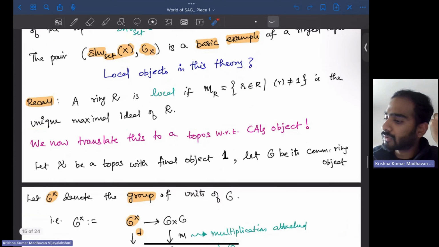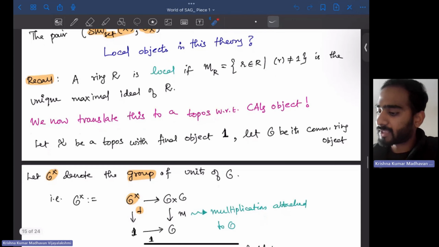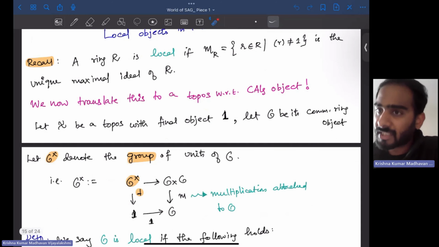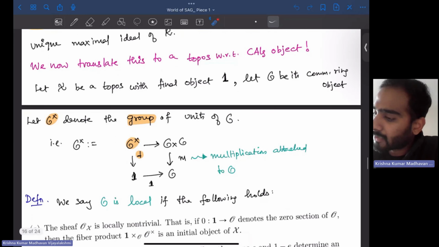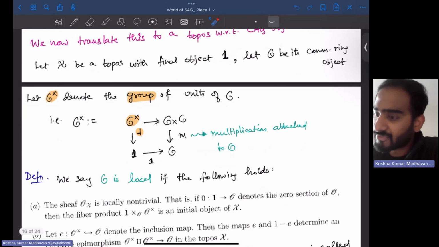And so locally a scheme was affine, right? So what is a topos locally? What does it look like? What are local objects in this theory? A ring is called local if we know it has a unique maximal ideal. So if you have a topos, what does it mean to have a local ring structure in a topos?